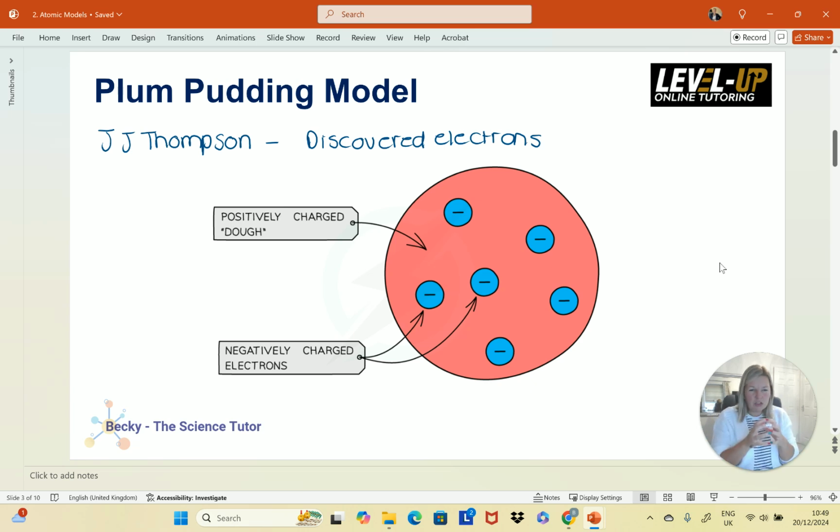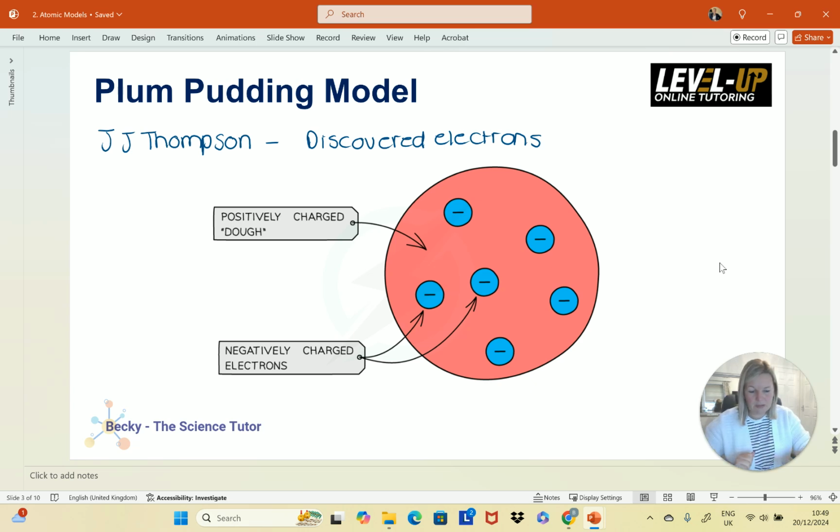Okay, so still quite solid, but kind of divisible because we could take out the chocolate chips or the electrons. Okay, so that was the first step, and that happened because J.J. Thomson discovered electrons.